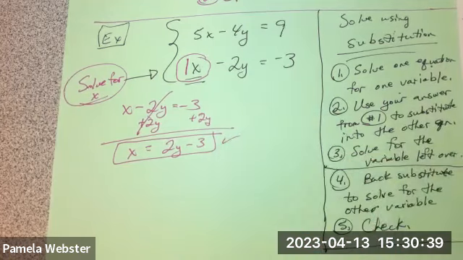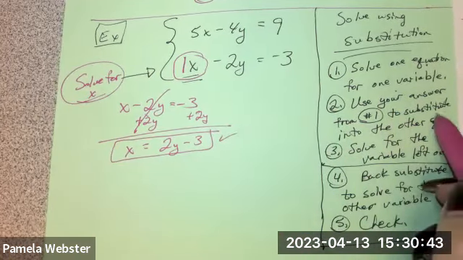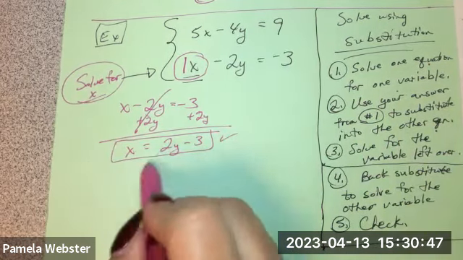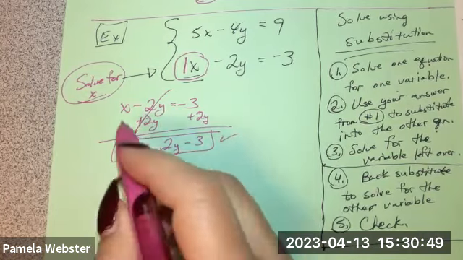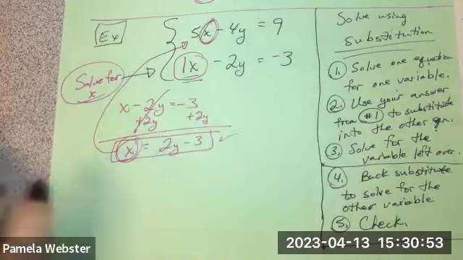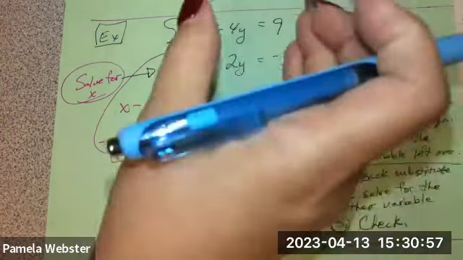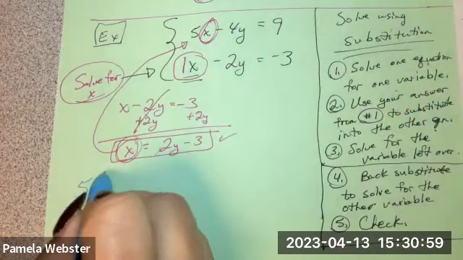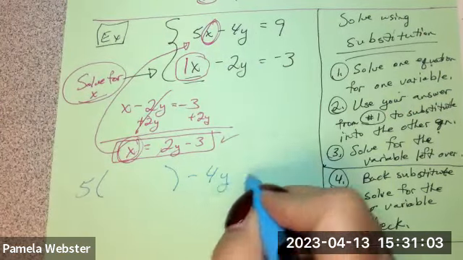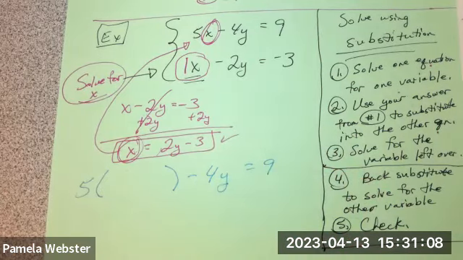We did that. Boom. Use your answer from number 1 to substitute into the other equation. What that means is I'm going to take this guy, it's solved for x, and I'm going to plug it into the first equation where I see the x. Okay, so in other words, I'm going to bring this stuff down. It's 5. I'm going to put parentheses where the x is, because that's what I'm going to substitute for. Minus 4y equals 9. So bring that first equation down.